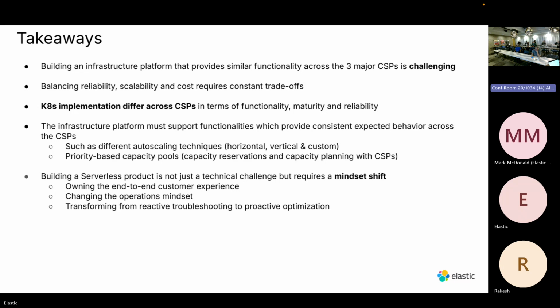Kubernetes implementation is widely different across all three cloud providers, which means you would have a different set of functionalities, a different set of maturity, and a different set of reliability.